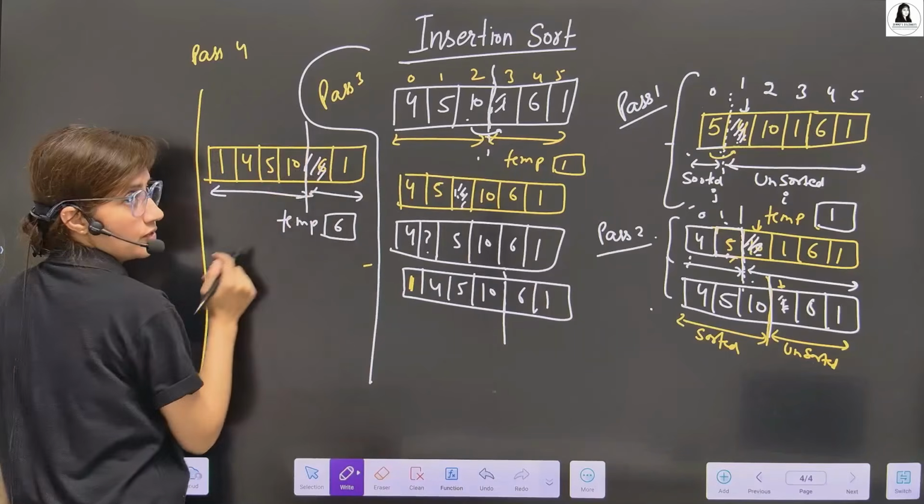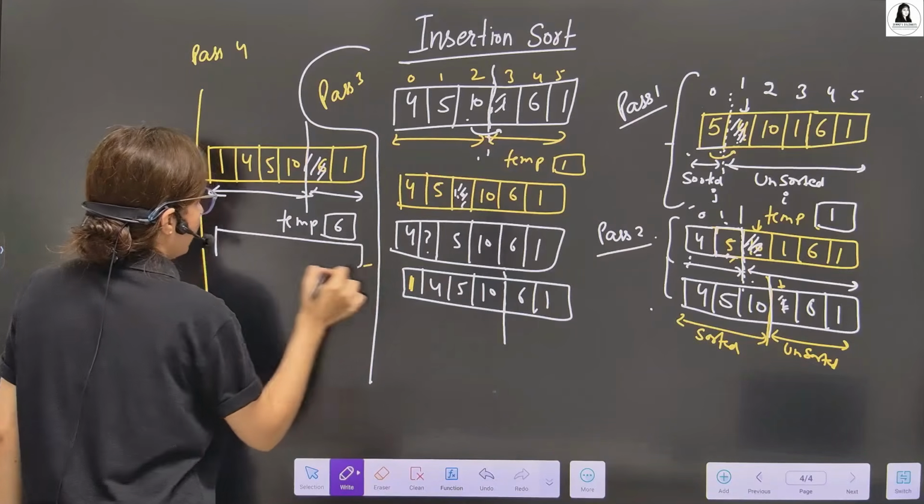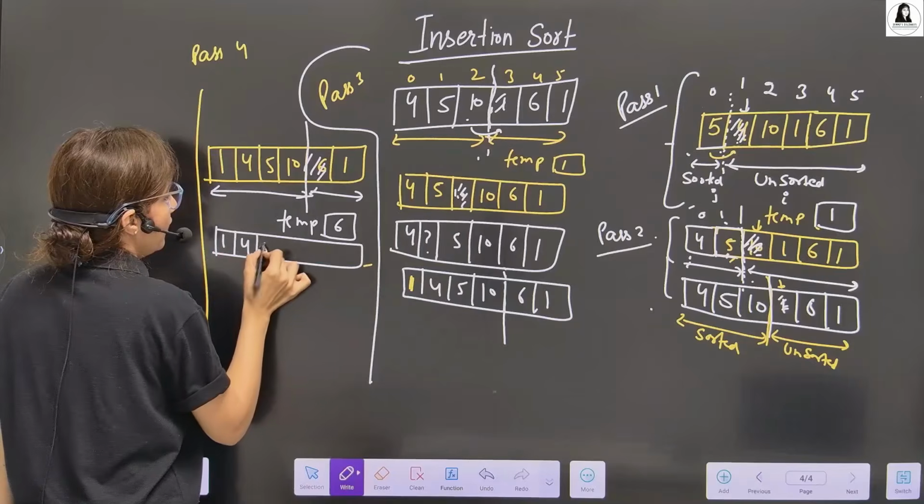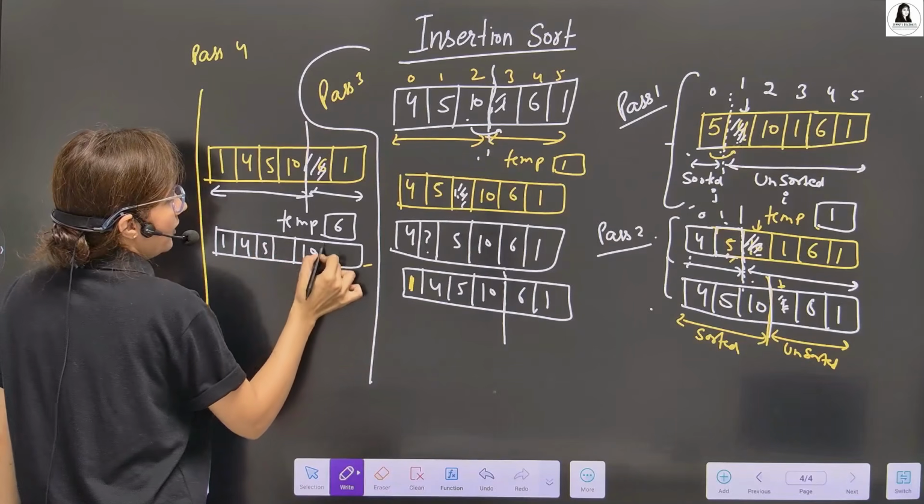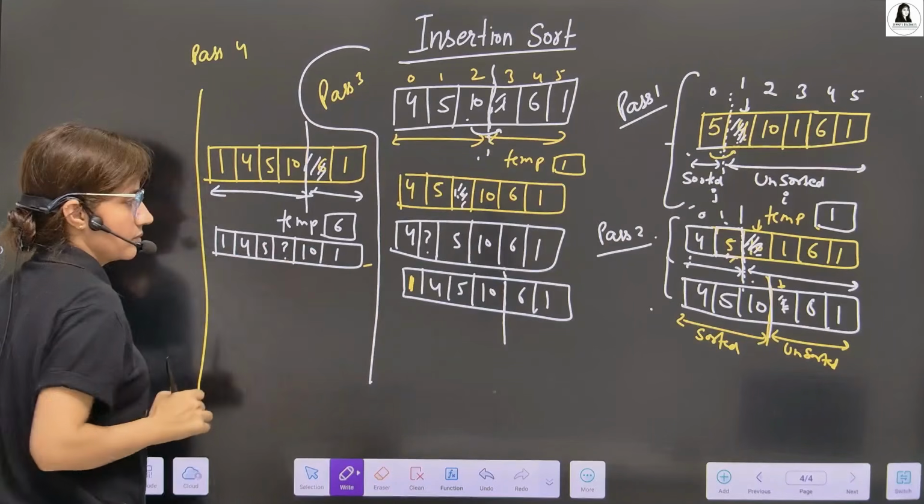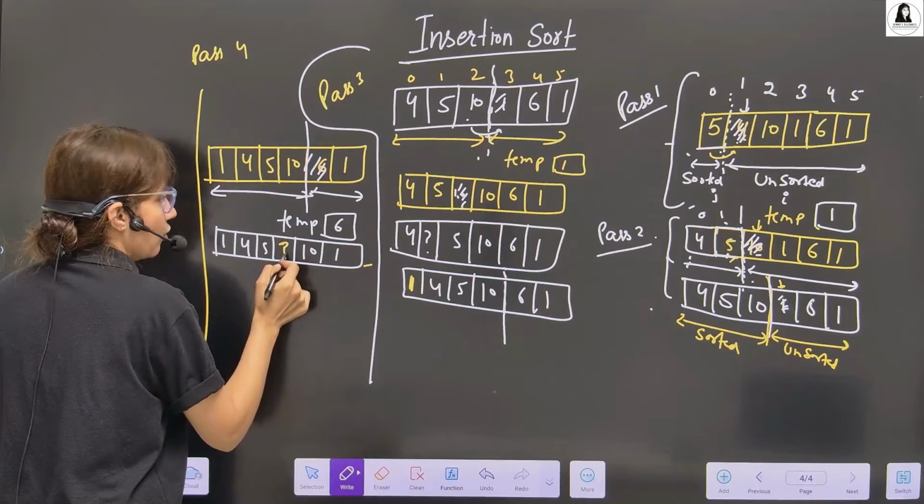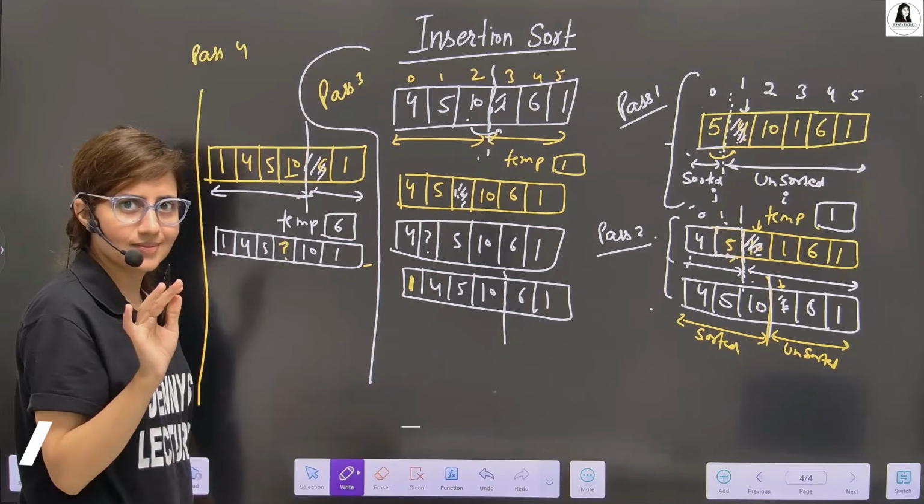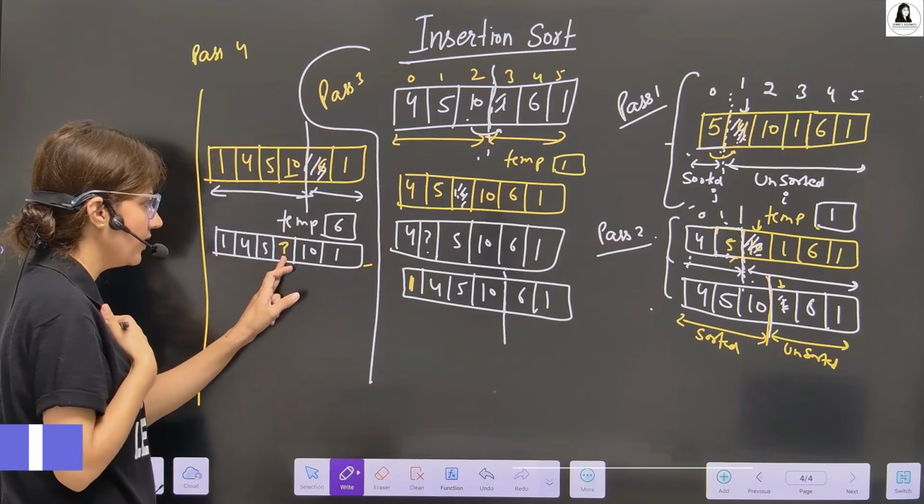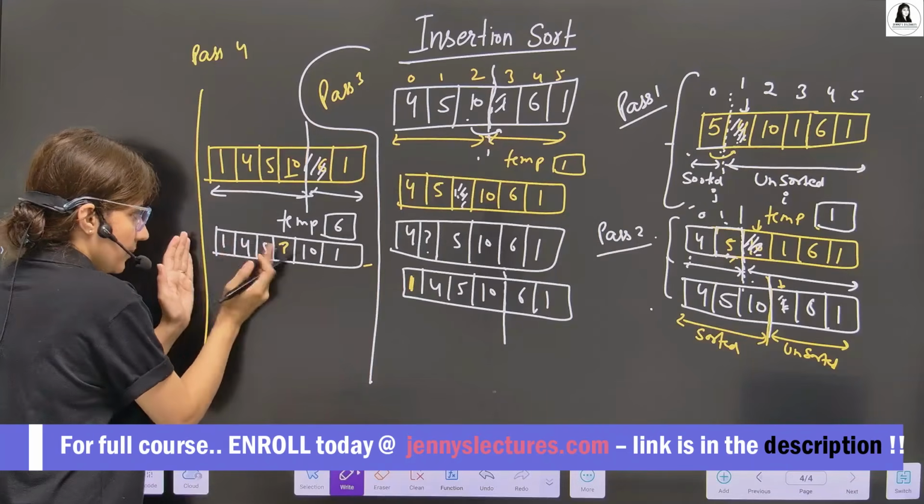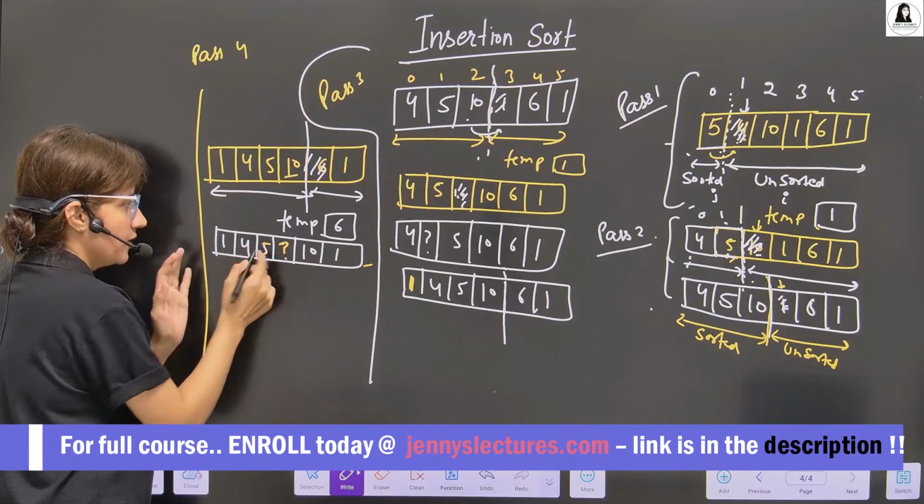10 is greater than 6. Yes. Shift this 10. So after shifting, the array becomes 1, 4, 5, and 10 would be here and 1. I'll just leave it blank. Although we have 10 here, I'll just leave it blank. Can I insert 6 directly here? No. There are still remaining elements left to compare this 6 with.